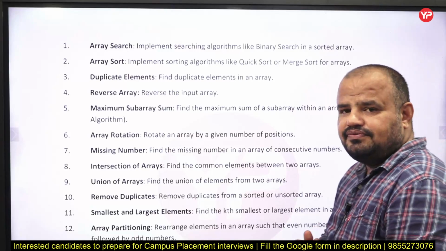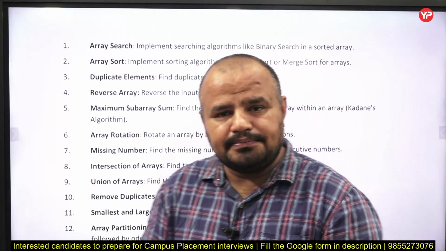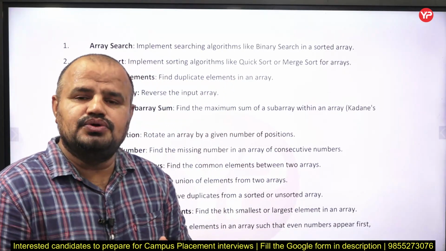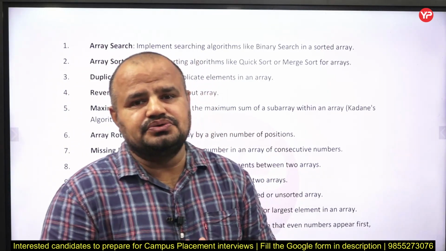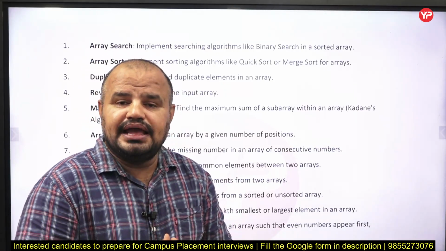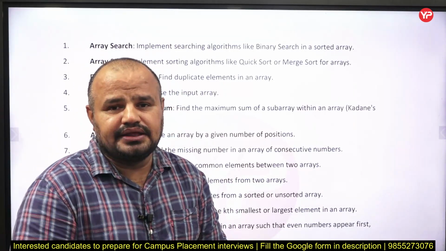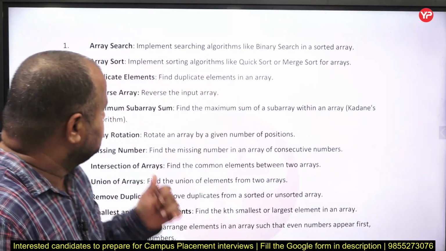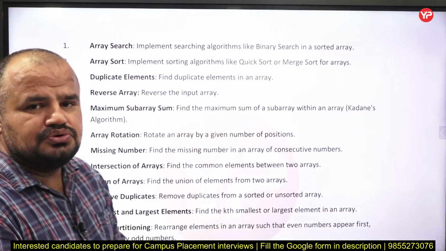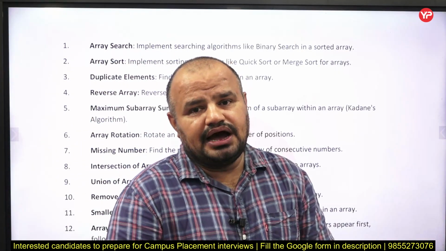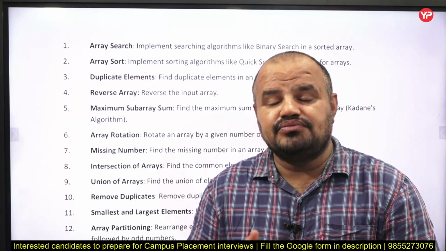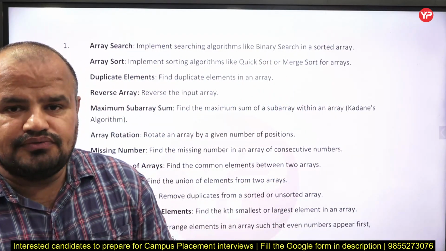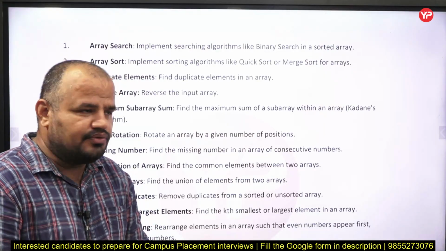The first problem is array search. They will give you an array, maybe a 1D array or 2D array, and they will ask you to search whether a particular element exists in this array. The array may be sorted, the array may not be sorted. Second problem is we need to sort the array. Sometimes they will give you a 2D array, so we have to sort that particular 2D array column wise or row wise or both column and row wise.